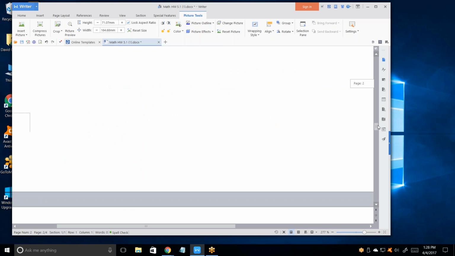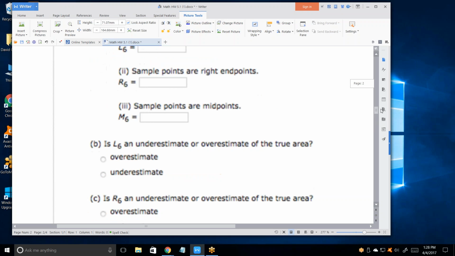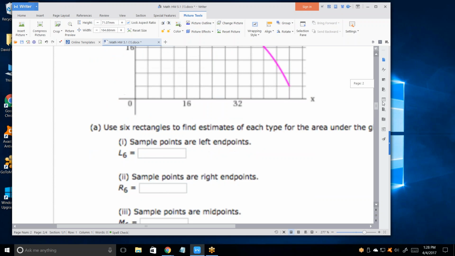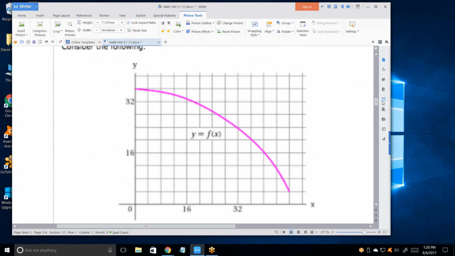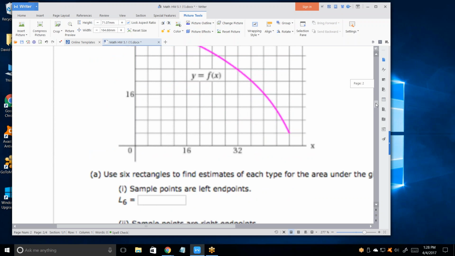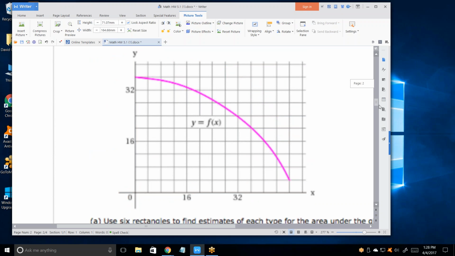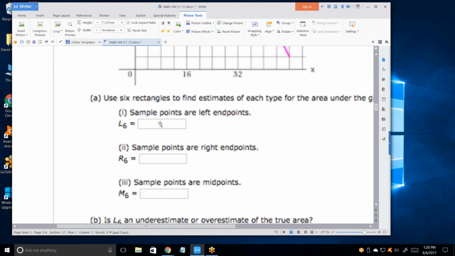So for the left endpoint, sorry, did you say, what exactly is the answer? Is it 0 and then the right is 8? Okay, let's talk about that. In other words, you want the answer for the sample points, so you want to know what L6 is.